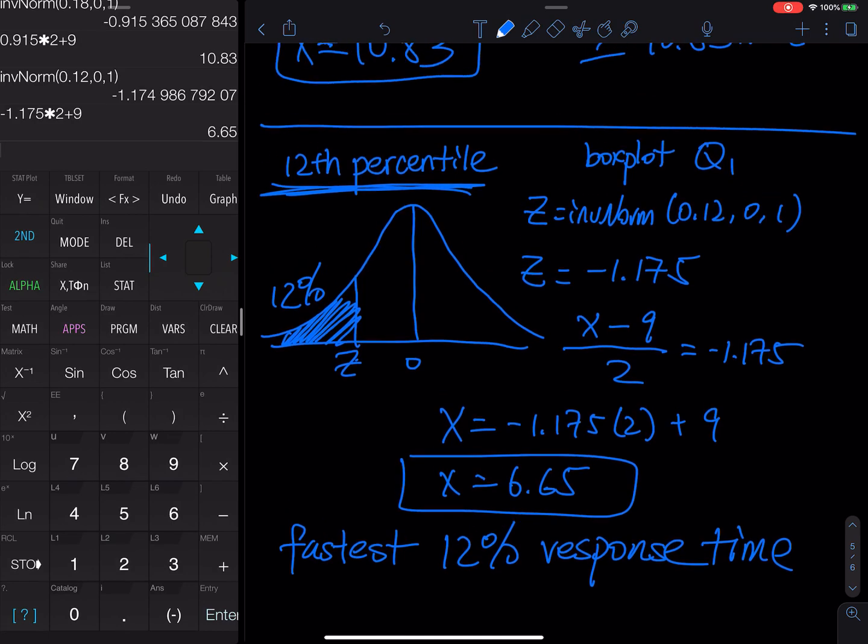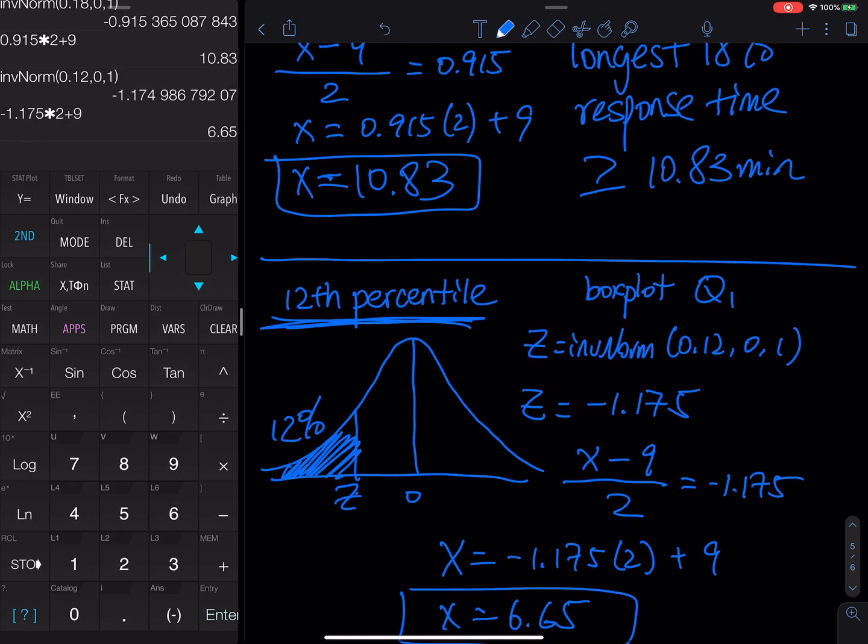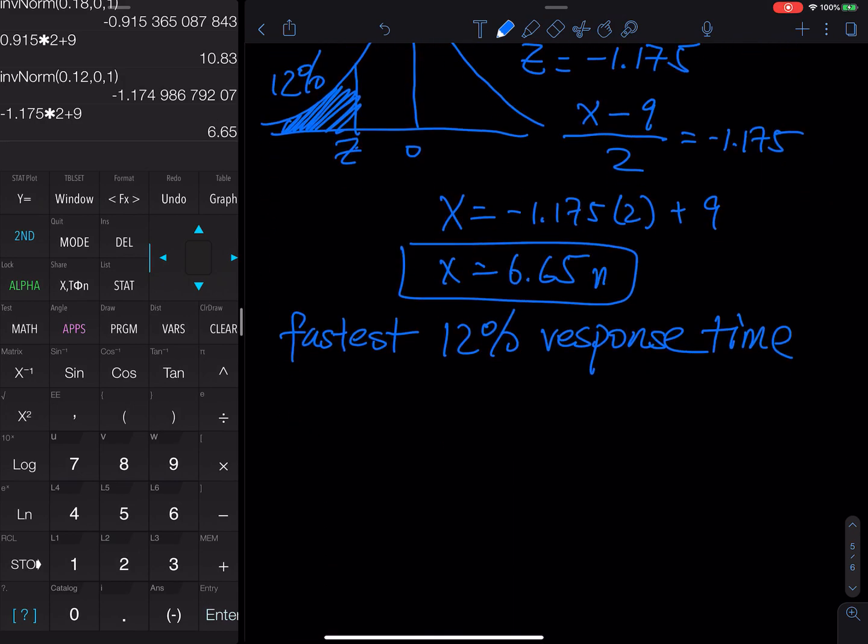The longest 18% is greater than 10.83. They are all in minutes. They are x, right? X has a unit. They are all in minutes.